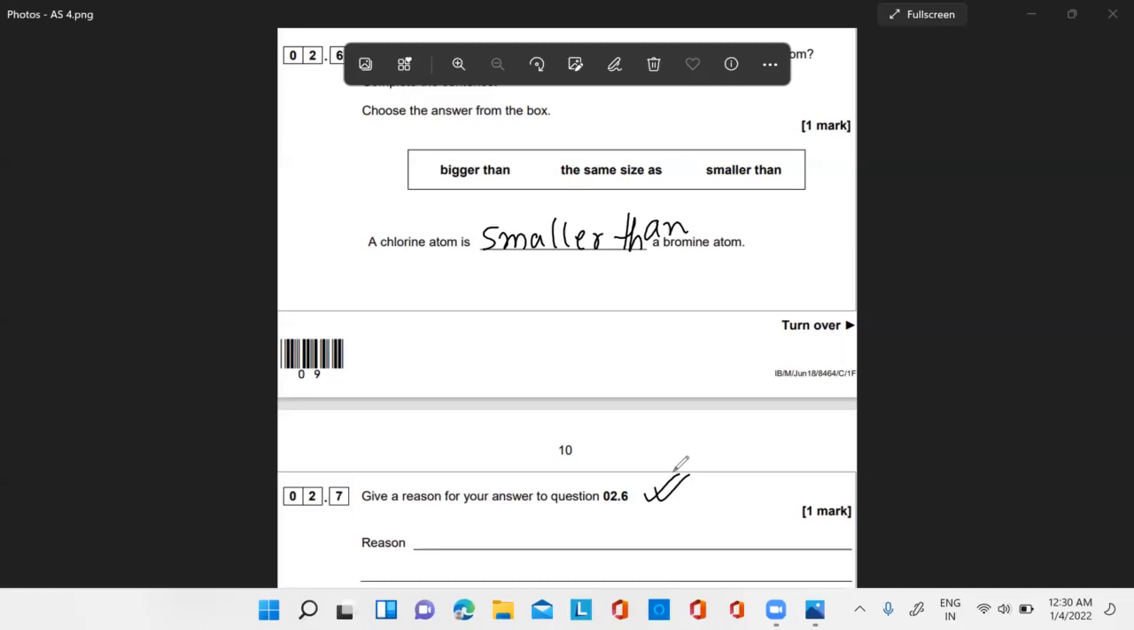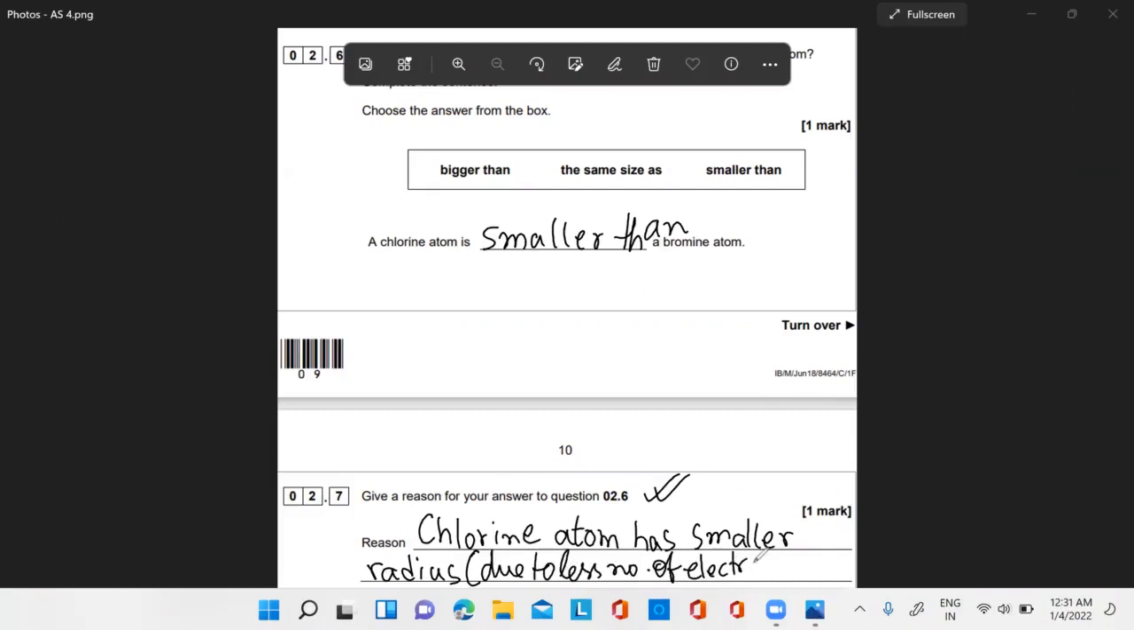For that reason, chlorine has a smaller radius due to fewer electrons. Thank you.